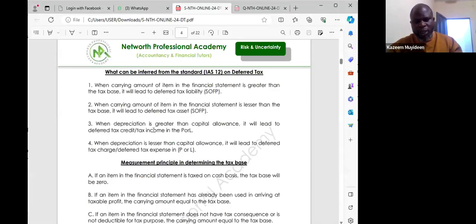Okay. When depreciation is greater than the capital allowance, it will lead to deferred tax credit, tax income in the P or L. But when the depreciation is less than the capital allowance, it will lead to deferred tax charge or deferred tax expense. So when they give you P or L, you can still get the same thing. Now, if you go to question 4, let me share question 4 so that you can see.